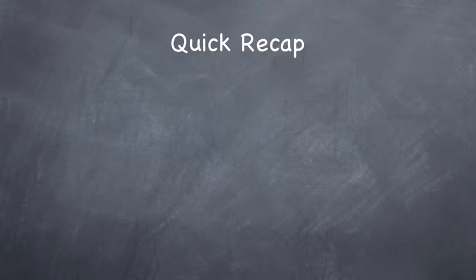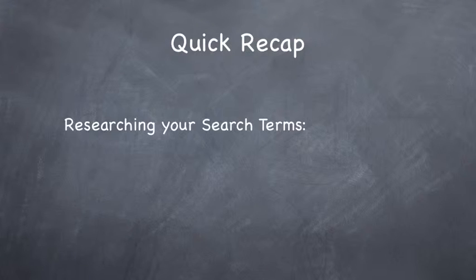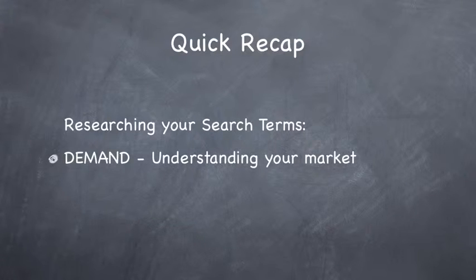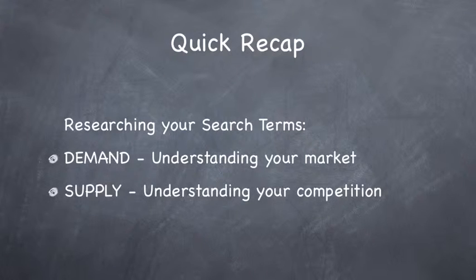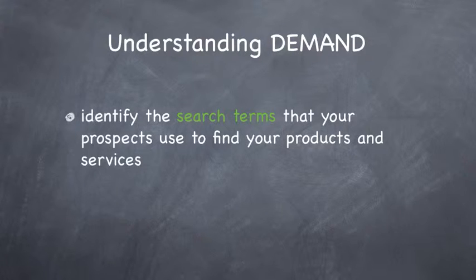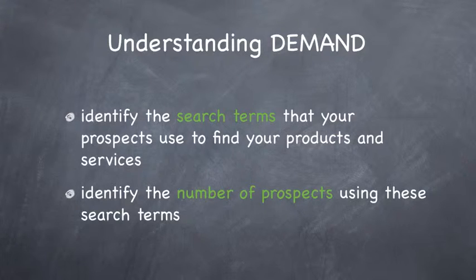Let's have a quick recap of where we've been in the last 2 weeks. We've been researching your search terms and we've understood that there are 2 parts to this equation. Demand, essentially understanding your market, and supply, understanding your competition. Now, Bruce covered understanding demand in the first instalment of My Web Academy a couple of weeks ago, and in it he taught you to identify the search terms that your prospects use to find your products and services, and crucially to identify the number of prospects using these search terms.